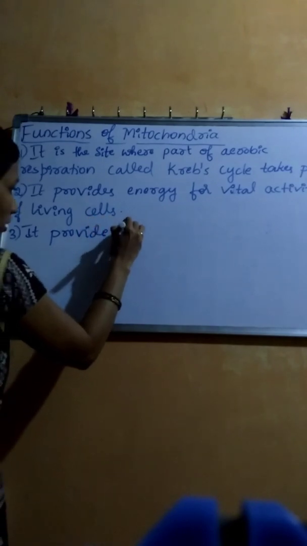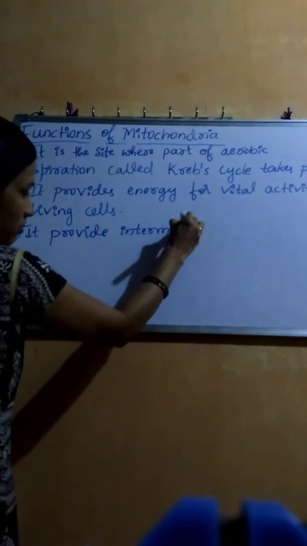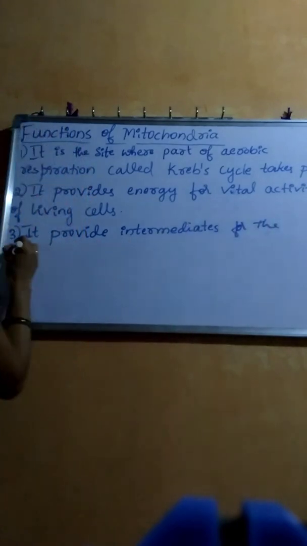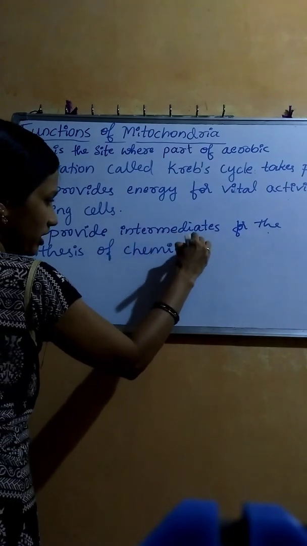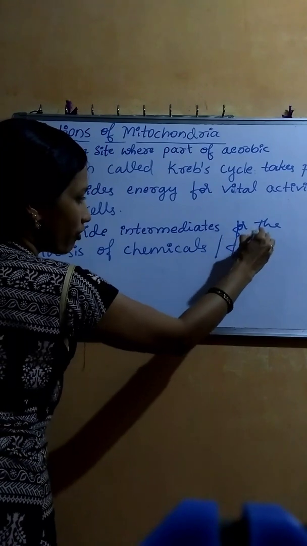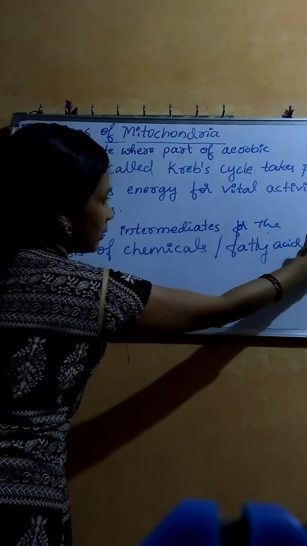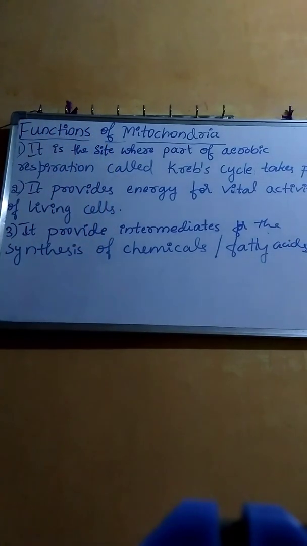The next function of mitochondria is that they provide the intermediates which are required for the synthesis of some chemicals, such as steroids, chlorophyll pigment, or fatty acids, etc. These are the important functions of mitochondria.